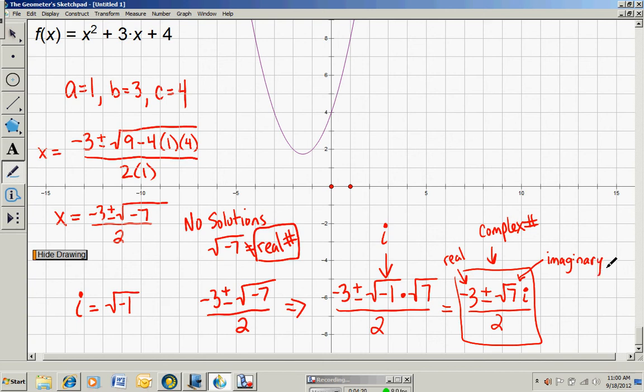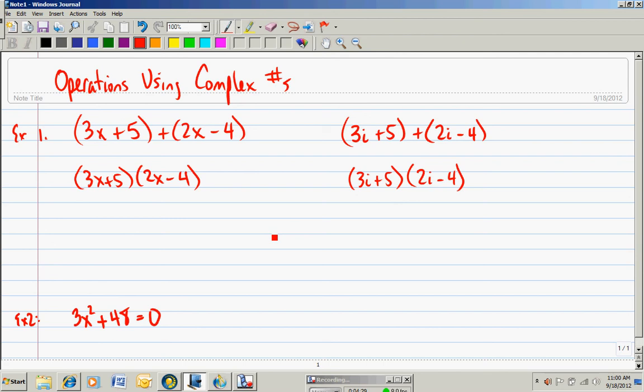The square root of negative 1 is an imaginary number. Now that we know that i is the square root of negative 1, let's perform some operations. I'm going to go over some problems that you're probably familiar with already as a basis for what we're going to do. We'll start off with example number 1.